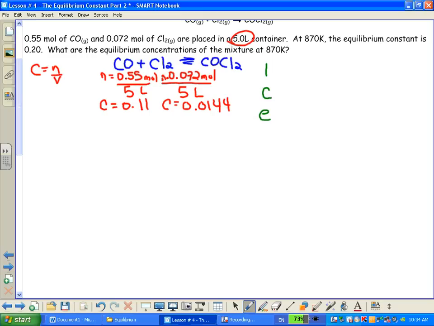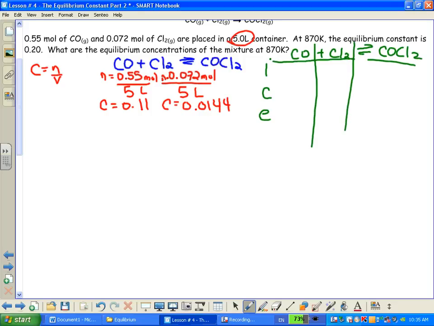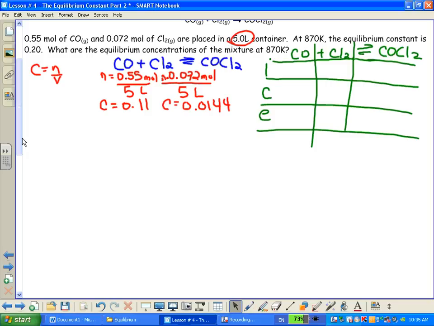It's good to rewrite out your products and your reactants. So CO, Cl2, okay, so this is your ice table. You set it up like that. So remember, I stands for initial. So our initial concentration is what we just found to the left.